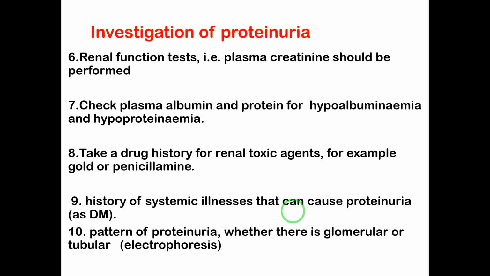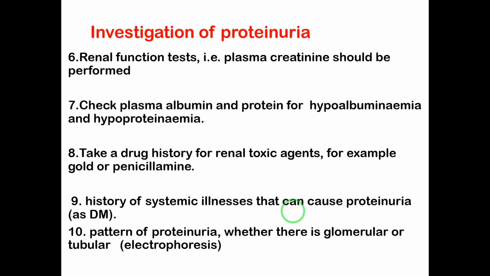Taking drug history, for example, certain medications may cause renal damage and it may be the cause of this proteinuria. The famous drugs that cause damage to the kidney are gold and penicillamine. Sometimes the proteinuria or the damage to the kidney, the nephropathy, is part of a systemic illness. For example, diabetes mellitus causes diabetic nephropathy.